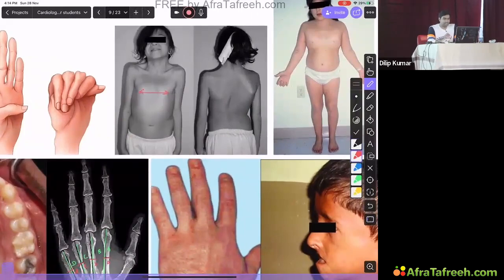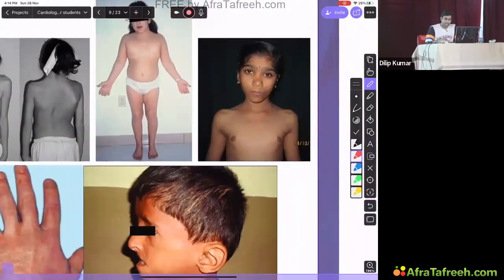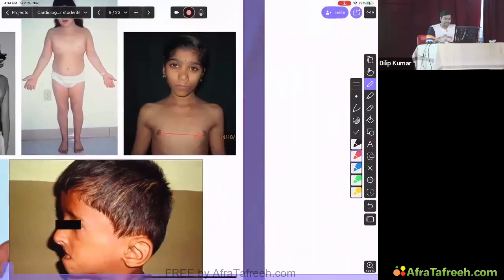Widely spaced nipples. You can see another girl here. Widely spaced nipples. So what is the definition of widely spaced nipples? This is called internipple distance, right?